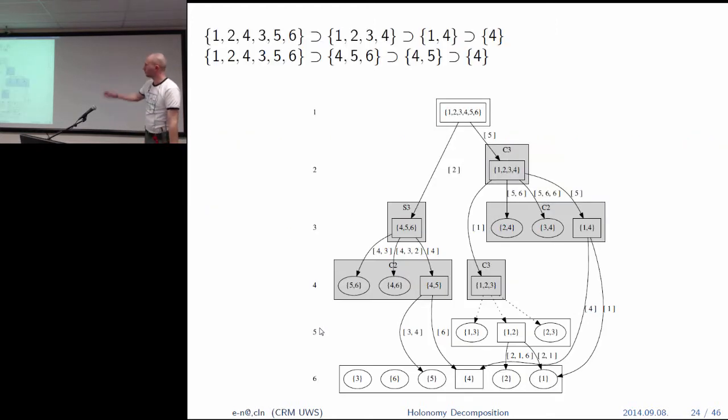Okay, so again the same picture, but now I would like to draw your attention to the tile chains of 4, and there are two of them.